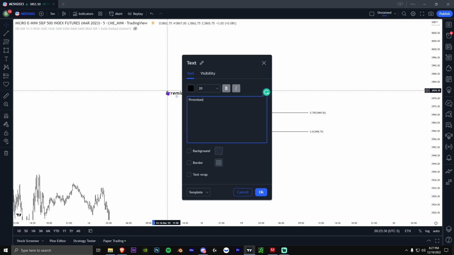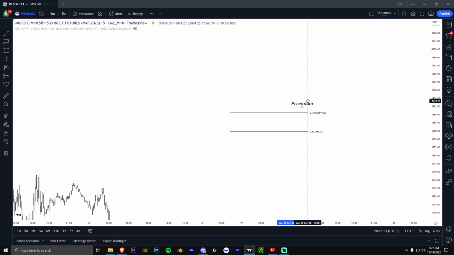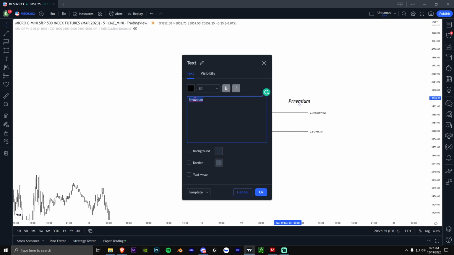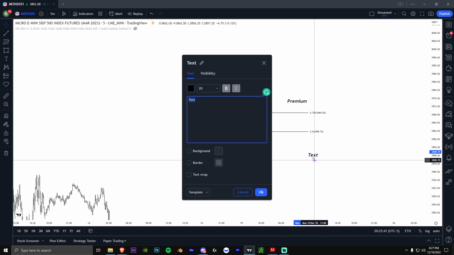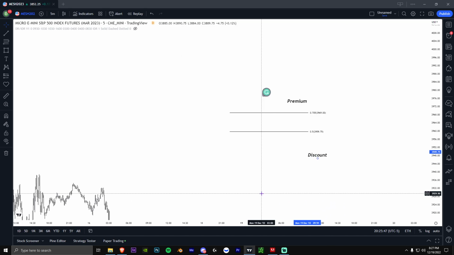So think, if you're going to a store, okay, and a price is not on sale, well, the price is at the premium price. It's at the normal price. Who would want to buy it? Everyone would want to sell it, okay? So premium is above the 0.5. That's when you short. And then discount is below the 0.5. So when you go to the store, you look for things on discount.